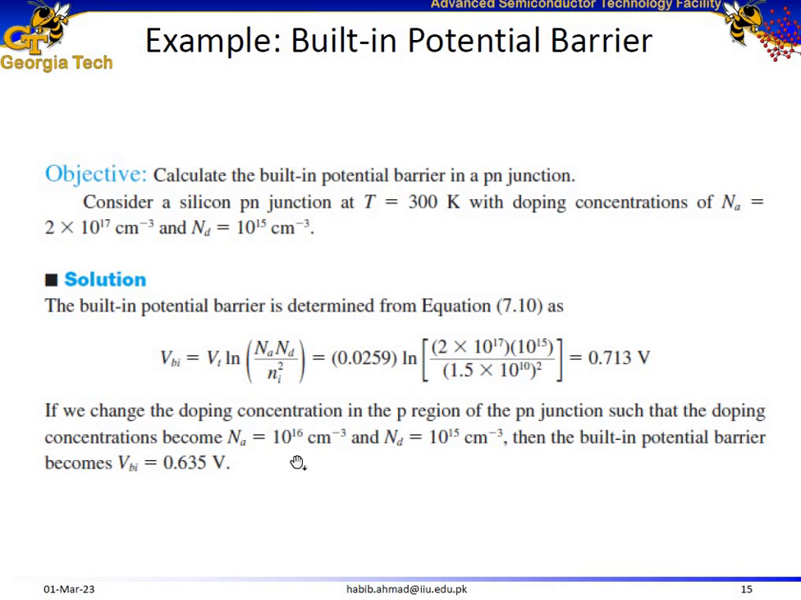Now what happens if you decrease the doping concentrations? For example, consider the donor doping concentration of 10^15, which is the same as in the previous case, and now replace the acceptor concentration with 10^16 per centimeter cube. If we reduce the doping concentration and then calculate the built-in potential, now the built-in potential is 0.635 volts for silicon at these values of doping concentrations. Generally, the built-in potential for silicon is in the range of 0.5 to 0.9 volts.